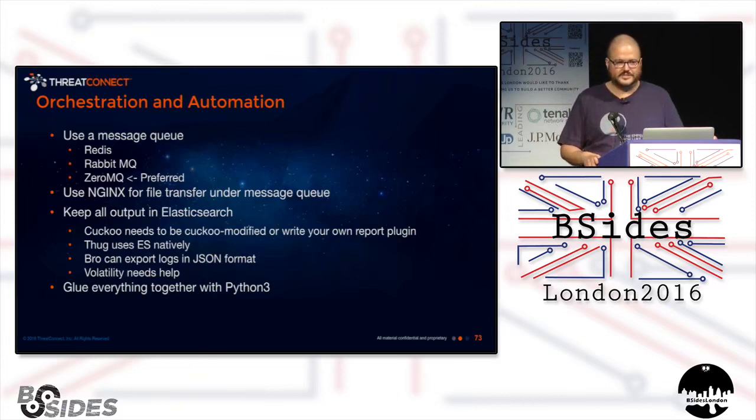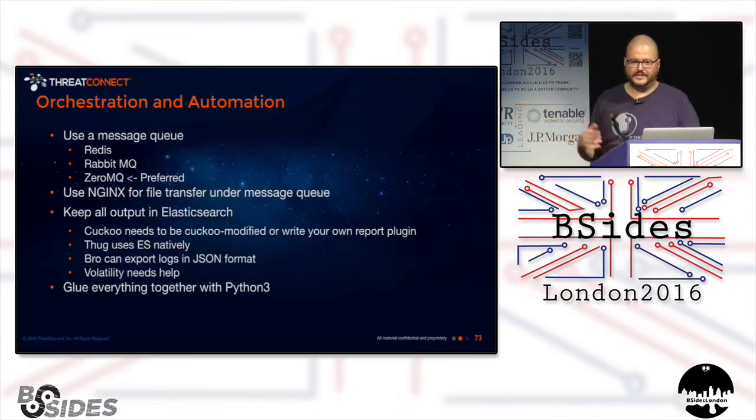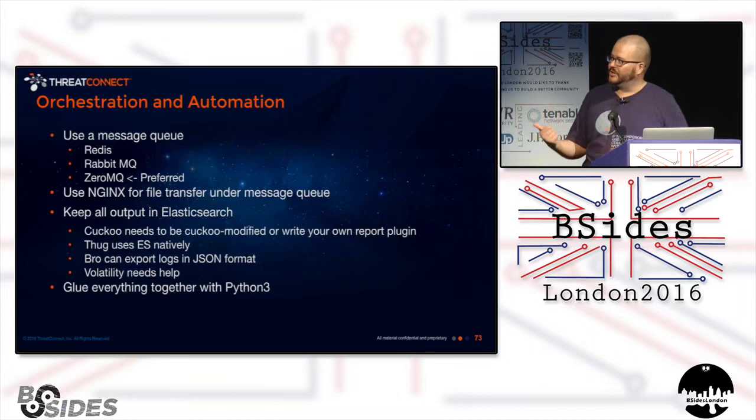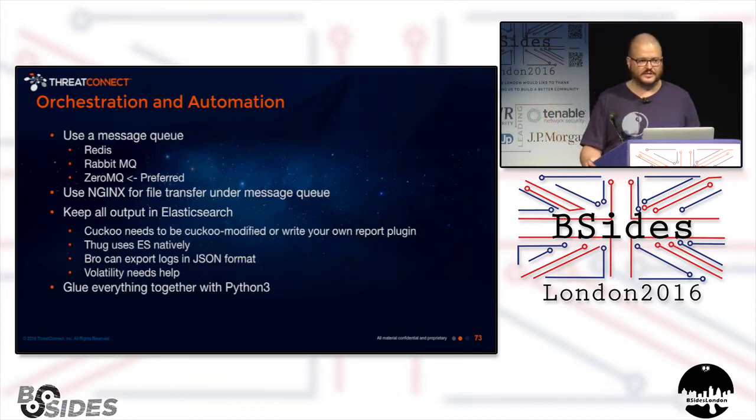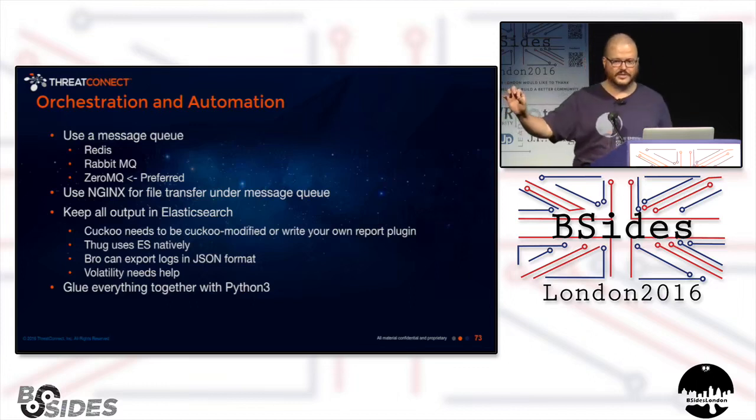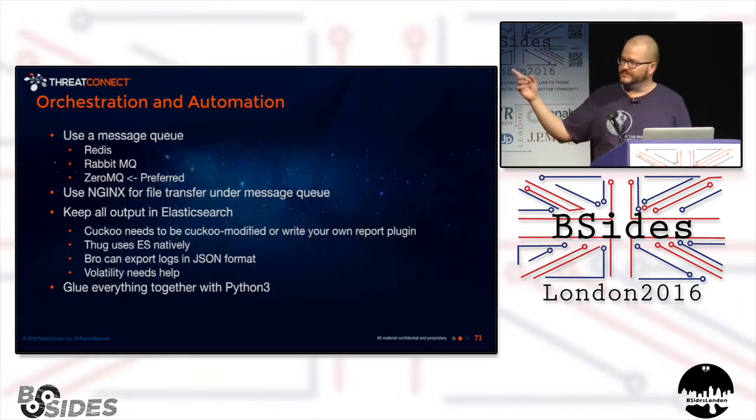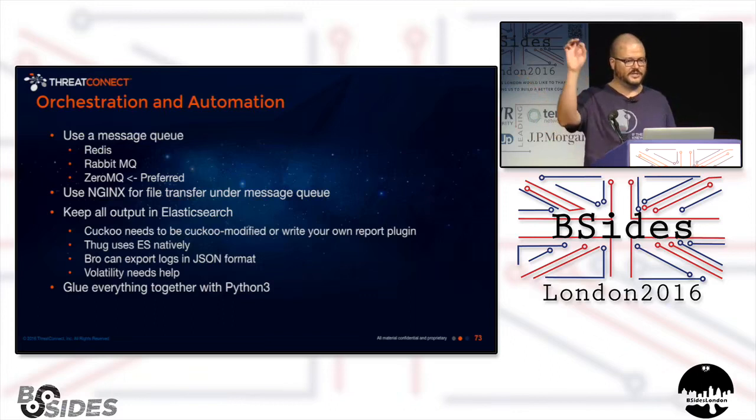And then I use Elasticsearch to pull all of the data and collect it. Cuckoo Modified has an Elasticsearch output. Thug has native Elasticsearch export. With Bro, you can export logs in JSON format. There's a line in your local.bro which tells Bro to create JSON format logs. And then Volatility as well: when you run vol, there's a switch that says I would like the output to be in JSON format.